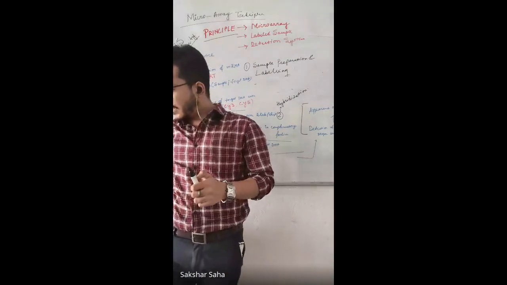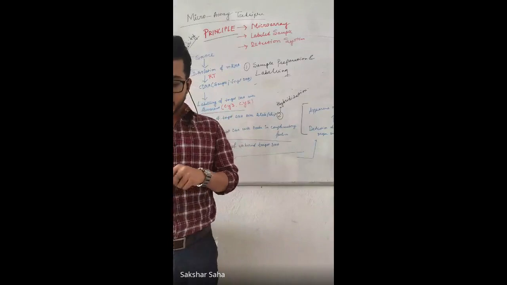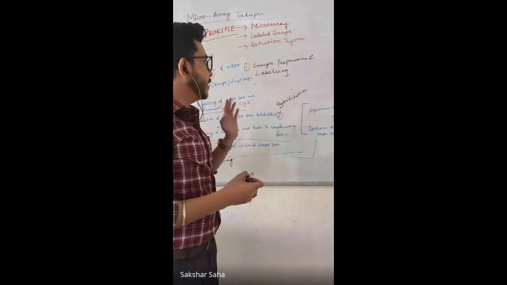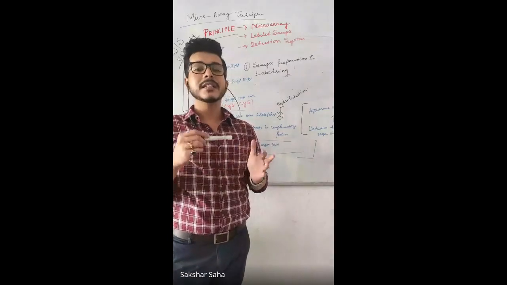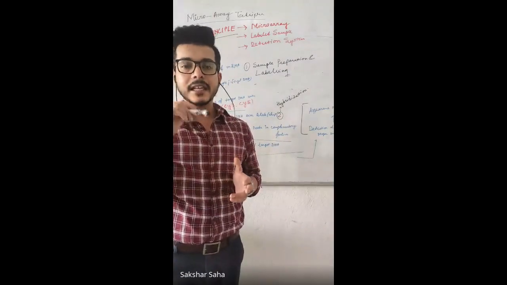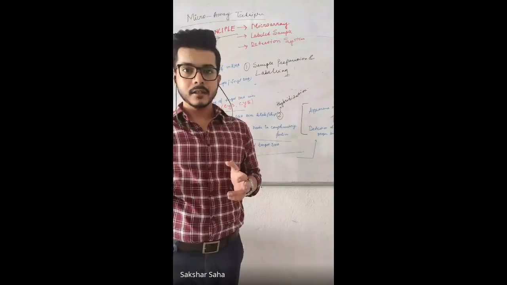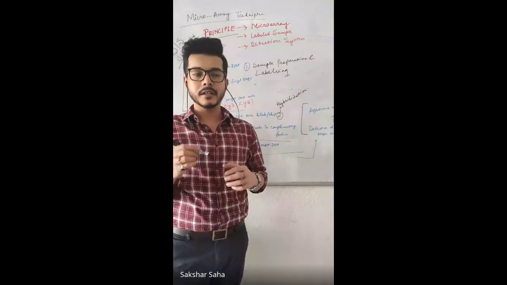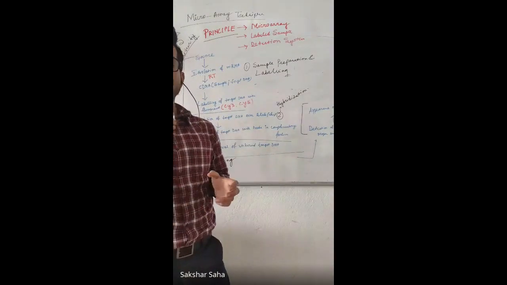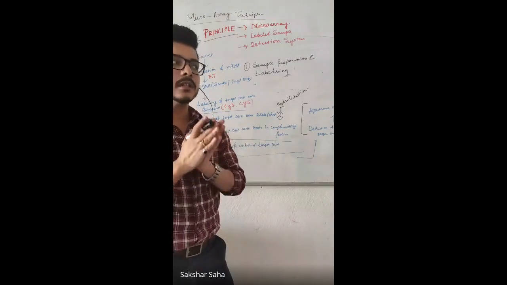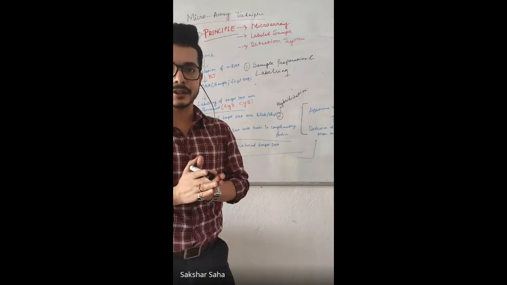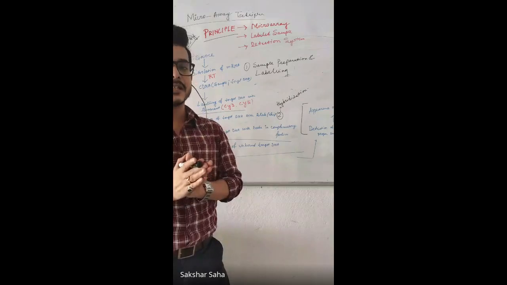So microarray means, in case of this technique, we have to use single stranded DNA, or ssDNA. The single stranded DNA used to be written in short as ssDNA. So ssDNA means single stranded DNA. We know that DNA used to be a double helical structure. There are two strands in DNA.